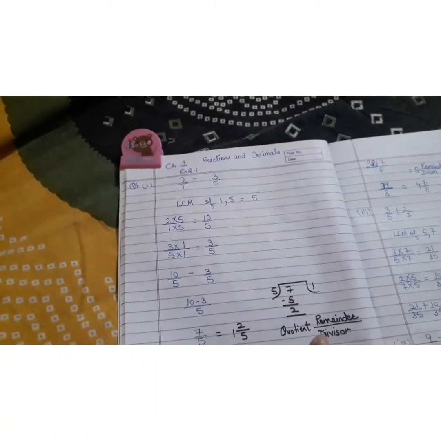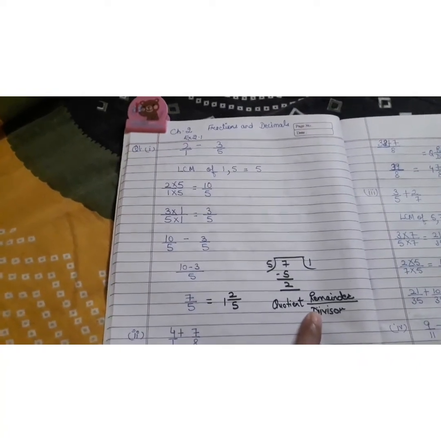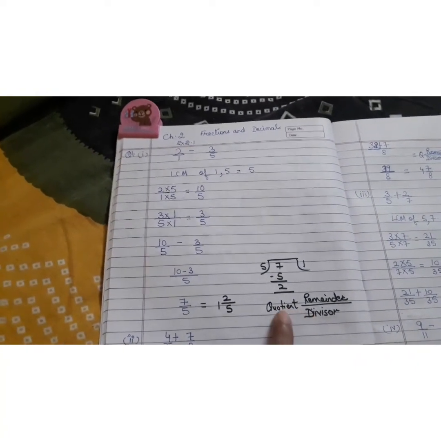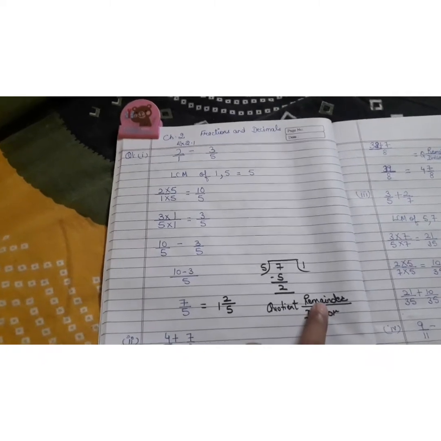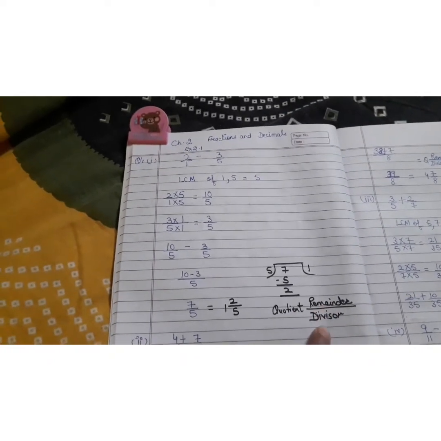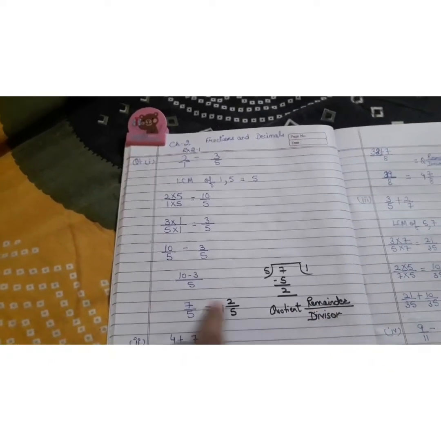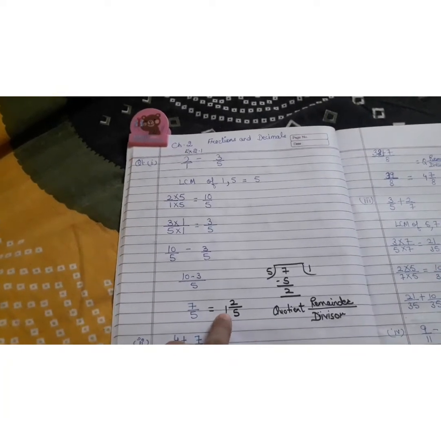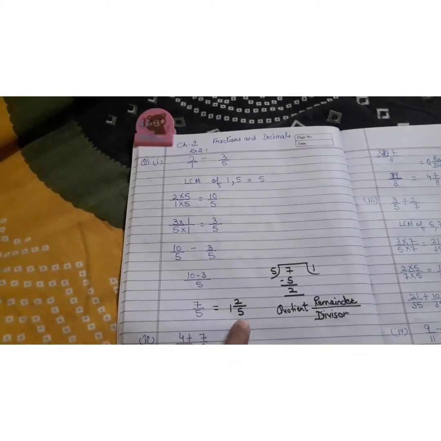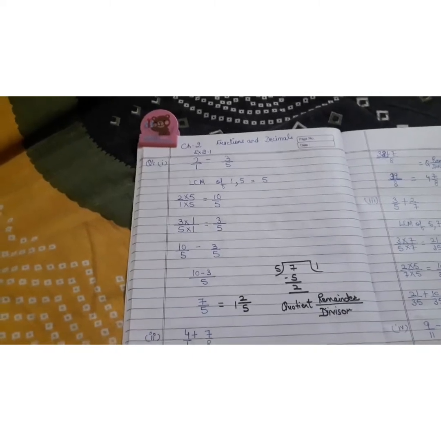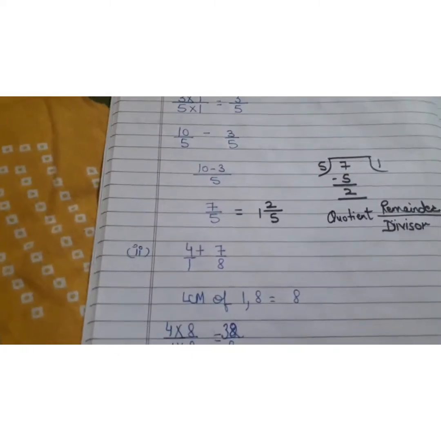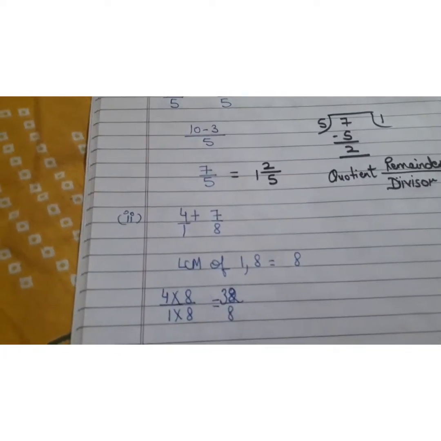So here is the way to write the number in mixed form. Write down the quotient here, remainder in the numerator and divisor in the denominator. So your answer is 1, 2 upon 5. Okay. So next sum, 4 by 1 plus 7 by 8.